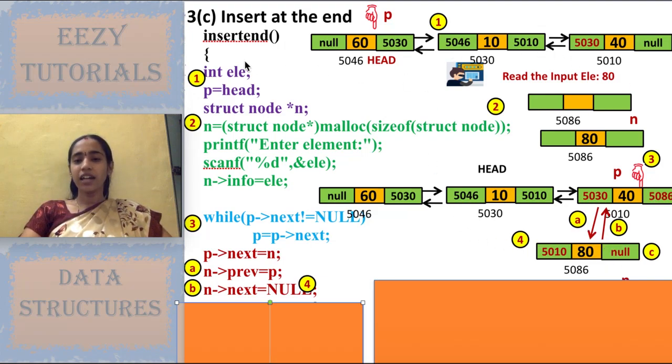So what we are doing: we are getting the input element from the user. We are creating a new node using the malloc function. Then in the information part, I am storing the element. So my new node n is ready. Now I want to position the p pointer at the last place. While p->next is not equal to null, again and again I am moving p = p->next. Now p->next = n, n->previous = p. If I am doing that, this connectivity will be over. So in p's next part I am putting n, and in n's previous part I am putting p. These are the two tasks. Then finally n's next part I am making null. If you are doing so, insertion at the end is over.